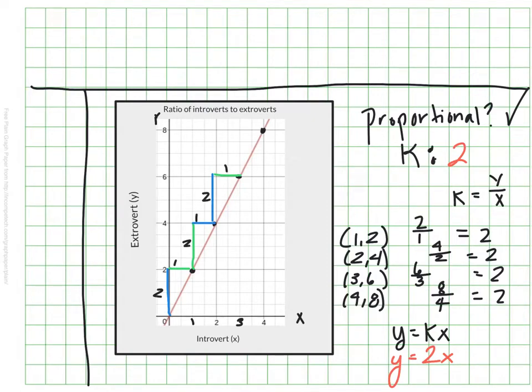If my y value is increasing by 2 every time my x value is increasing by 1, sorry, that should be a 1, then that means my constant of proportionality, my k value or my coefficient, is 2. So that's another way we could see that too. I'll show you another example.